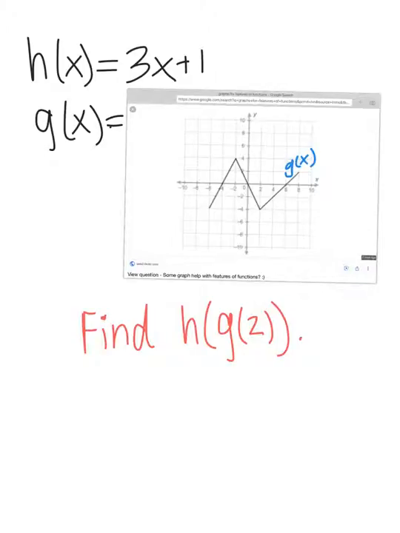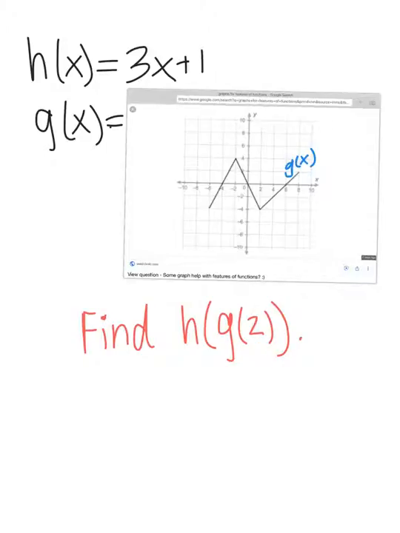Okay, for this example, we see that we have 3x plus 1. This function h is written as an equation, and then function g, as you can tell, is a graph over here. It's labeled g of x, so I know this is my function g. So 2 functions, function h and function g, and here's my problem. I want you to find h of g of 2.